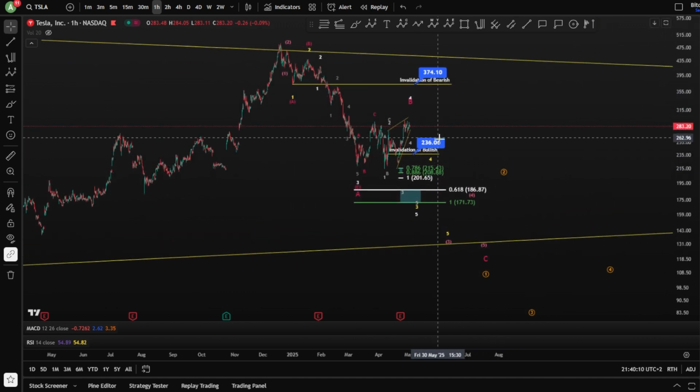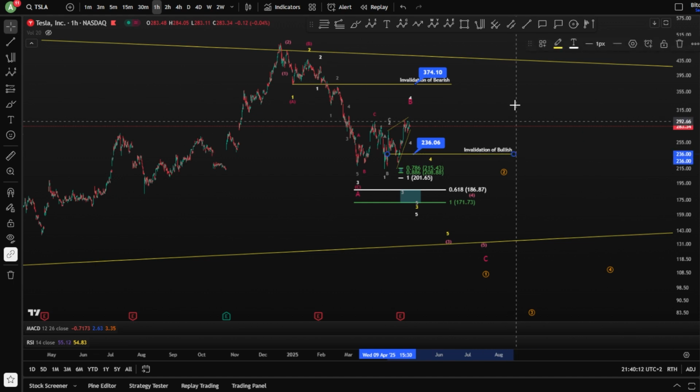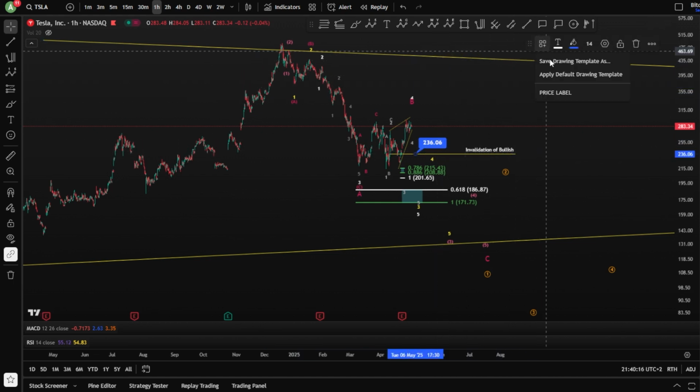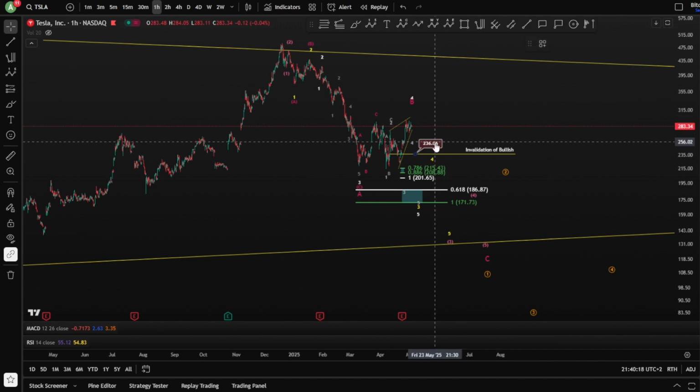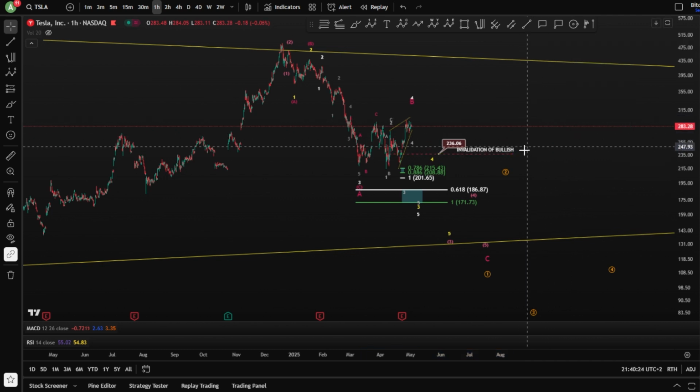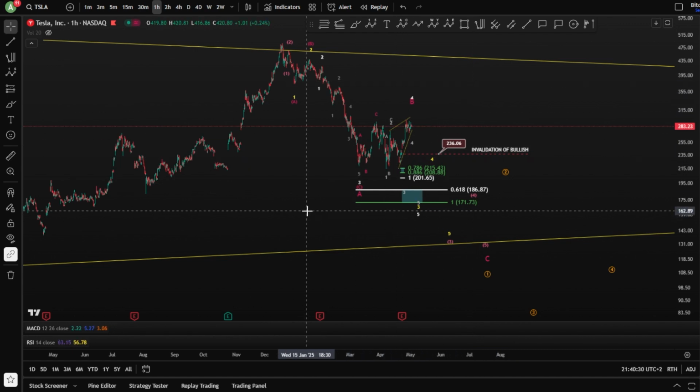So basically, in all case scenarios, what I see for Tesla is we are still moving towards the downside, because the daily doesn't show any kind of good signal towards the upside. This is a problem. We don't get any impulse towards the upside.